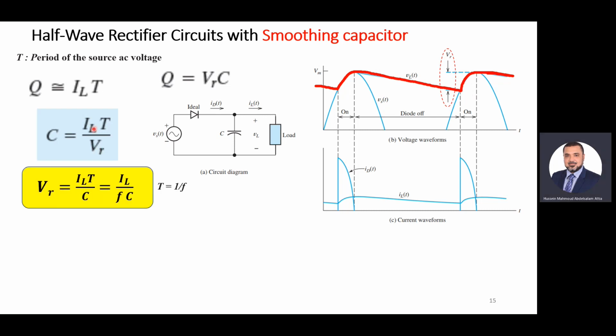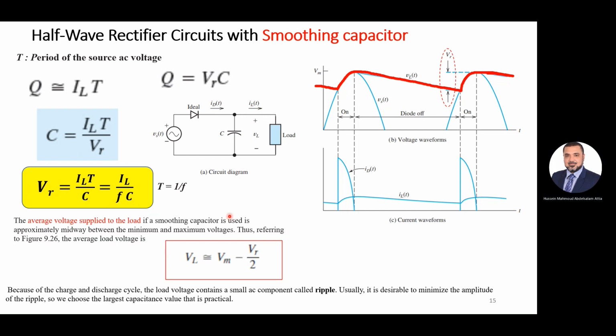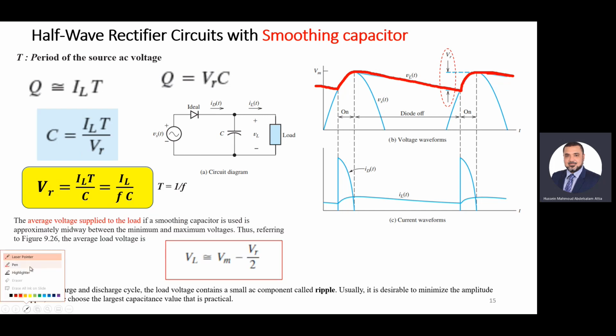So the ripple is calculated from this relation as I L over F C. The average voltage across the load: look, the voltage across the load is this red color. So what is the average point? Average means as if you take a line in the middle, you find the average of this variation. How much is this voltage? The line in the middle between the minimum and the maximum point. So it will be V maximum minus ripple over 2, because this voltage is the ripple. It's clear that the average of the load voltage is V maximum minus ripple over 2, which is this relation down here. V load is V maximum minus ripple over 2.